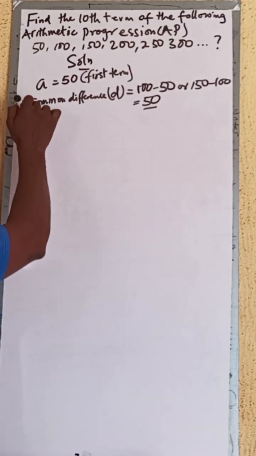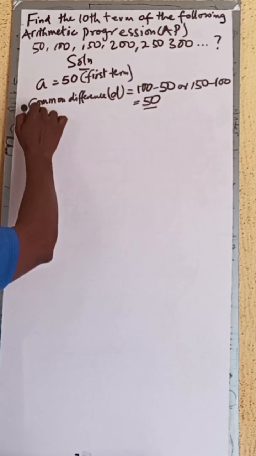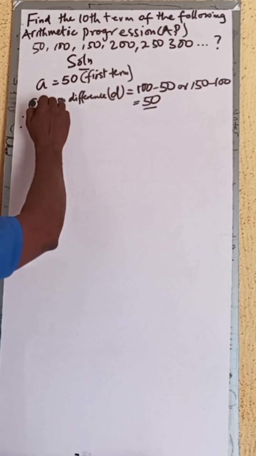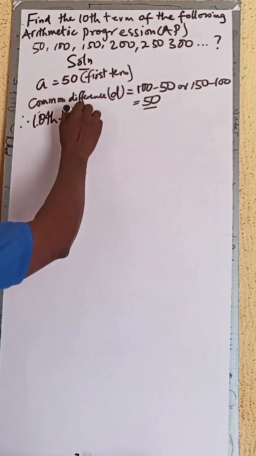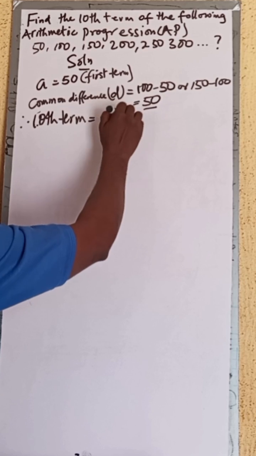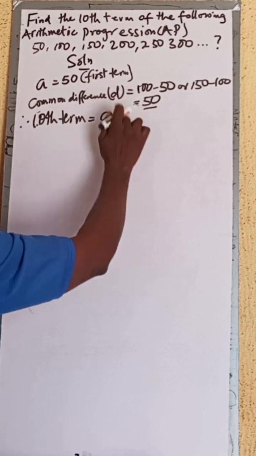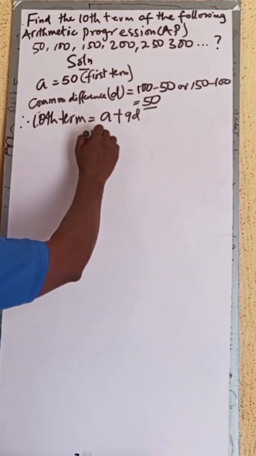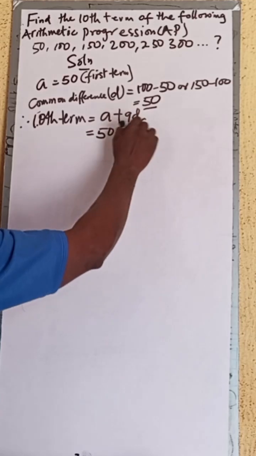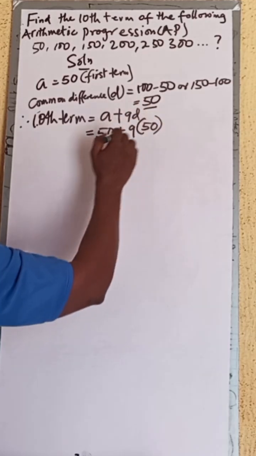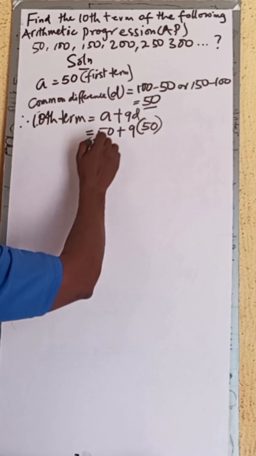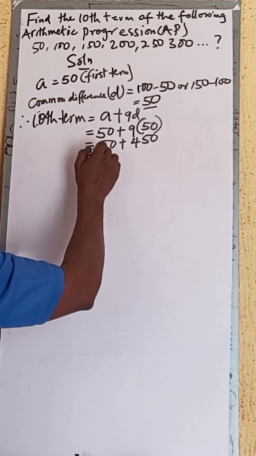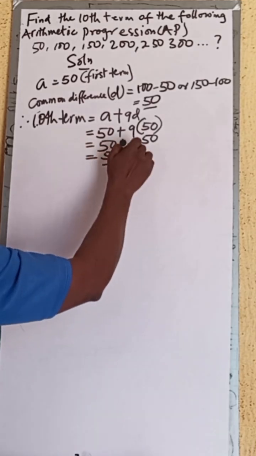So, the 10th term of an AP, therefore, the 10th term is equal to A plus 9D. And our first term here is 50, plus 9 times 50. So that will give you 50 plus 450, which is 500.